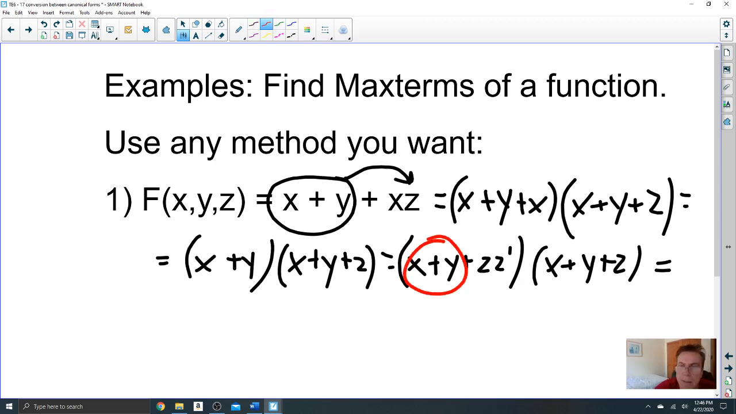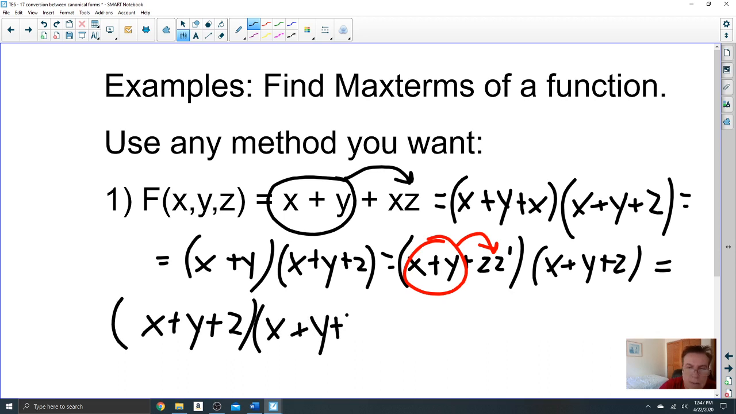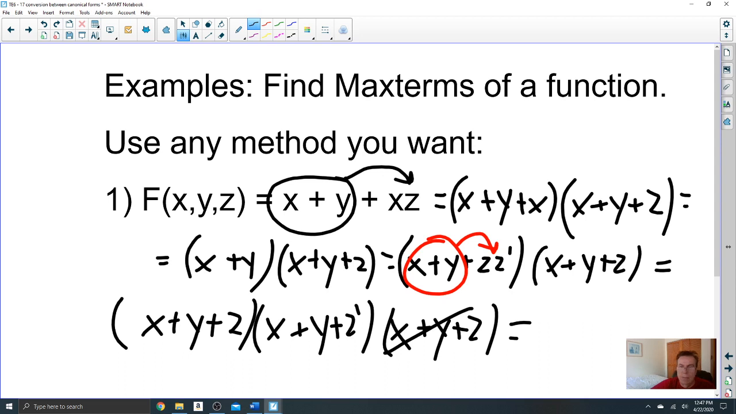Let's take this and break up the product. All right, let's do it. So we have the following: x plus y plus z, x plus y plus z prime, and we're going to copy x plus y plus z. Here we go. Now, look at this x plus y plus z right here and right here. This is a repeat, so we're going to cross out one. So we have the following.